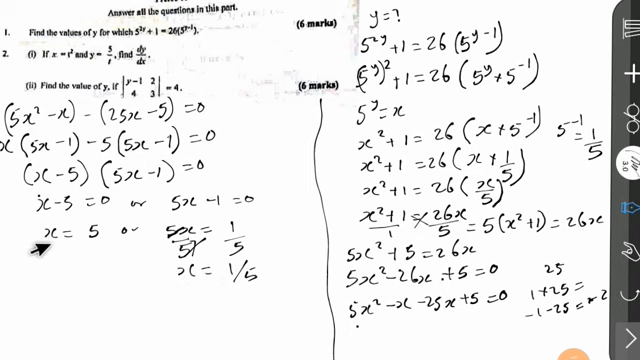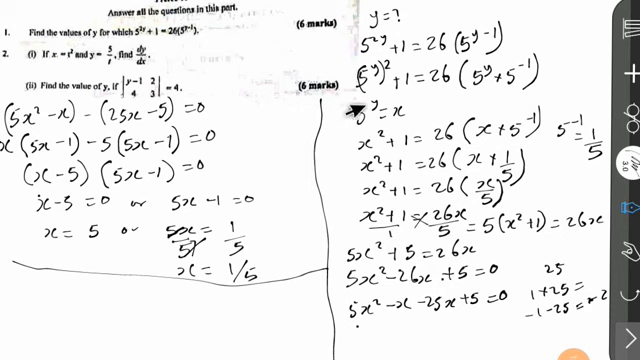While the first s is equal to 5 and the second s is equal to what? 1 over 5. So if you still remember what we have here, we want to find the value of y, not s. We are getting the value of s is equal to 5, and the second s is equal to 1 over 5.